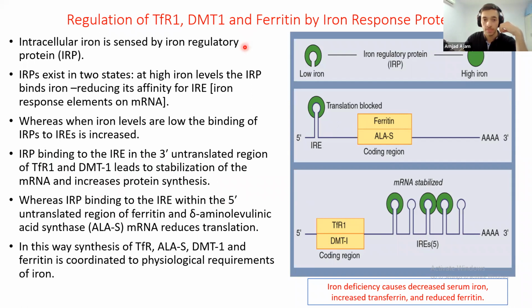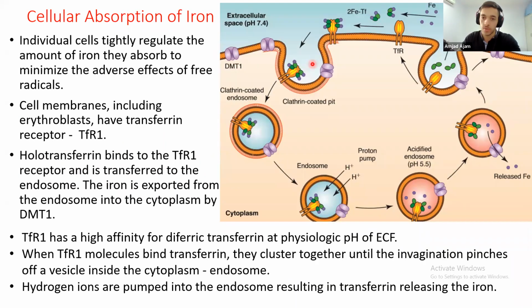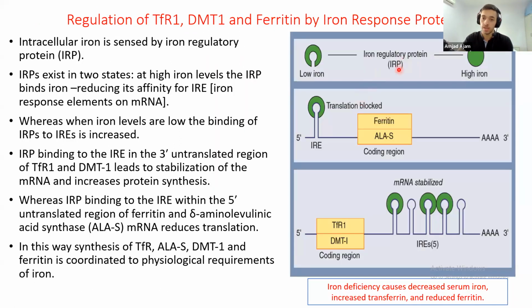Okay, I will repeat. Let's go from here. I want you to keep the transferrin receptor in your mind and also the DMT1. And this is a cell, let's say a muscle cell or whatever cell. So we have two things, transferrin receptor and DMT1. What happens? We have something called IRP, iron regulatory protein. Now this IRP will sense the amount of iron intracellularly. So see here, intracellular iron is sensed by the IRP.